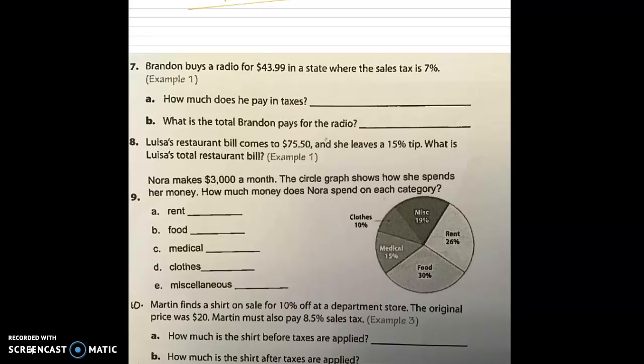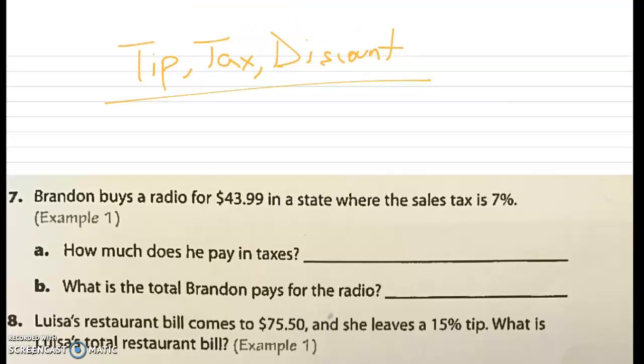So number 7 says Brandon buys a radio for $43.99 in a state where the sales tax is 7%. So how much does he pay in tax? So what are we doing right here? All we're finding is percent of a number. Percent of a number. And all you have to do is change the percent to a decimal. Of means to multiply. And then just multiply by whatever that number is. And then just follow the directions.